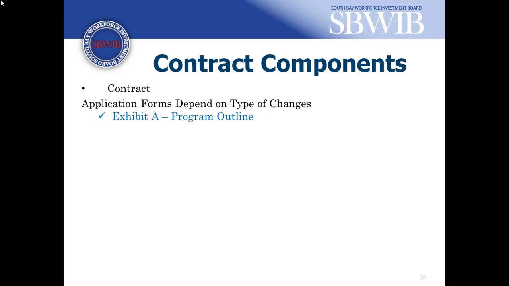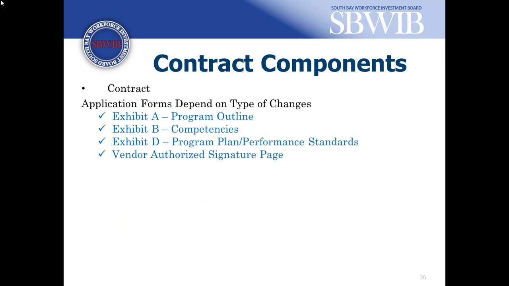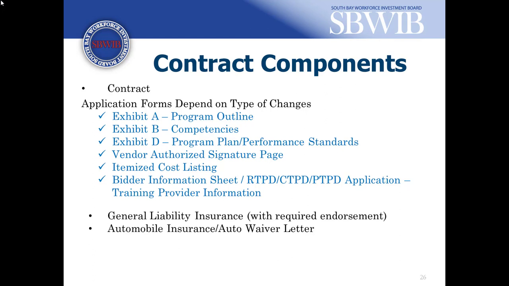Here is an example of what we would require if the contract falls within the 6th Amendment. The contract itself, and the application forms, depend on the type of changes that are being made as mentioned in earlier slides. For the most part, the forms could possibly be any of the following. These forms are always required with all contracts, amendments, or renewals.